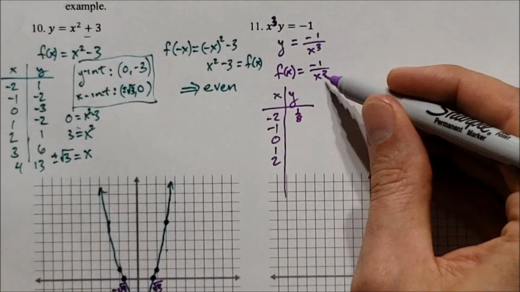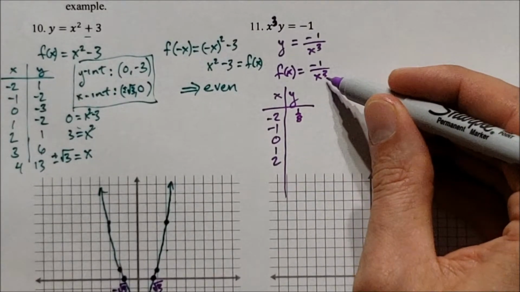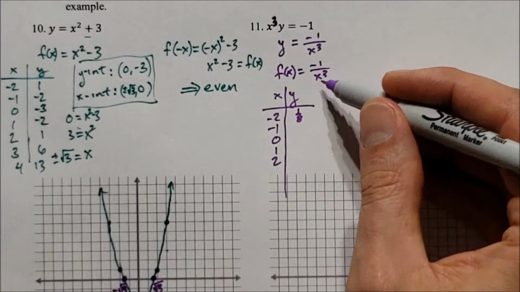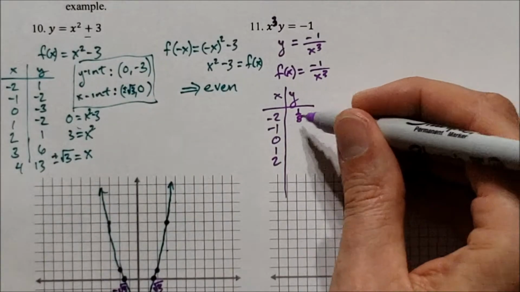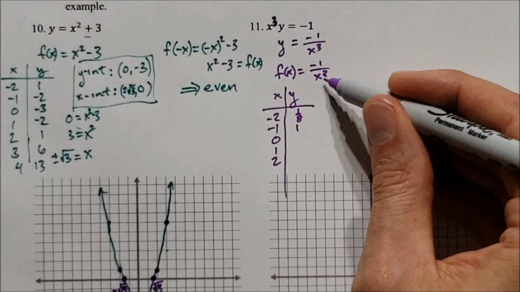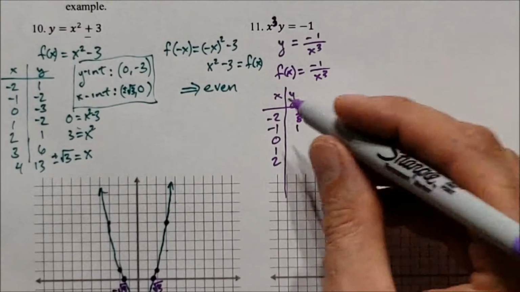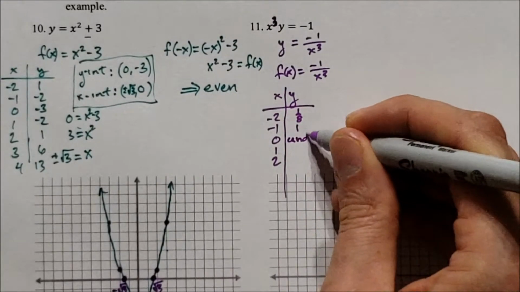When x is negative 1, again, it's still going to be negative because 3 negatives multiplied together is a negative. So it's negative 1 over negative 1, which is positive 1. When x is 0, well, you're dividing by 0. Even on a Monday, which is today, we can't do that, and so that's undefined.